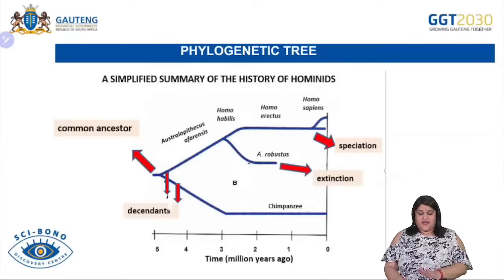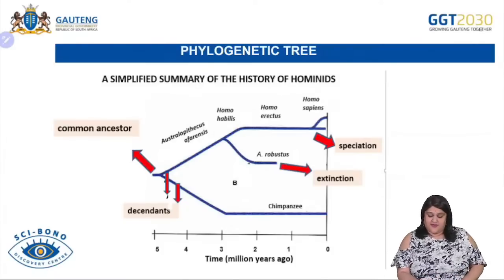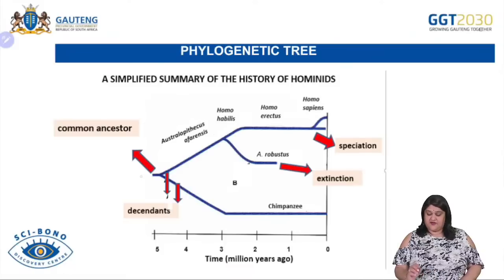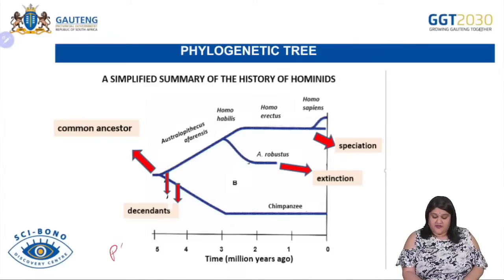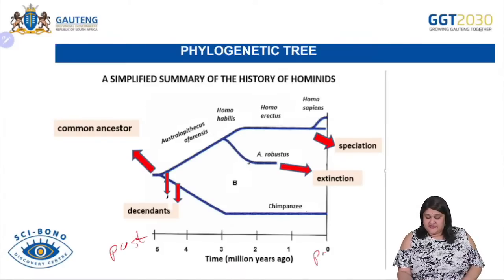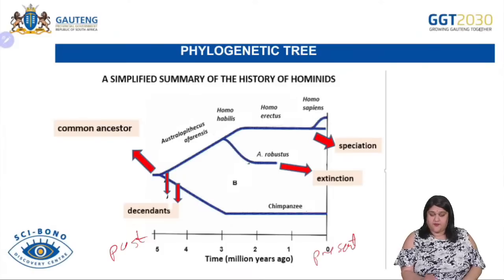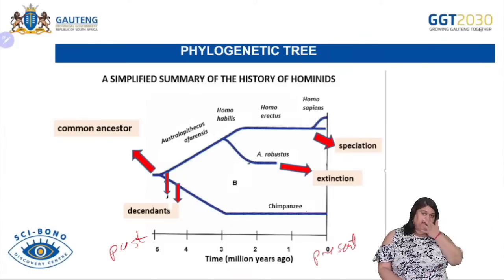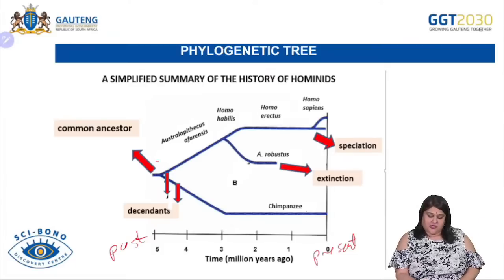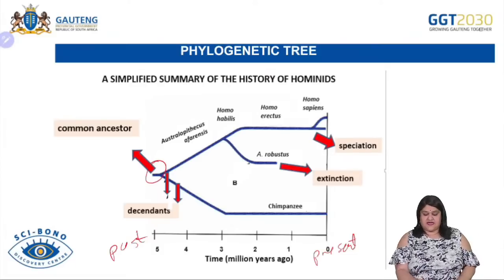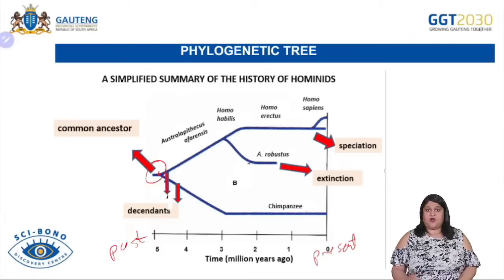Okay, so as we said, we need to identify where the common ancestor is. But firstly, very important when you are looking at a phylogenetic tree is that you need to look at the timeline. You need to identify when the past is and when the present is. Present will be at 0 and the past will be a number, so many million years ago. So the further back you go, that's where you'll find the common ancestor. In this instance, it's right there where the first branching takes place.